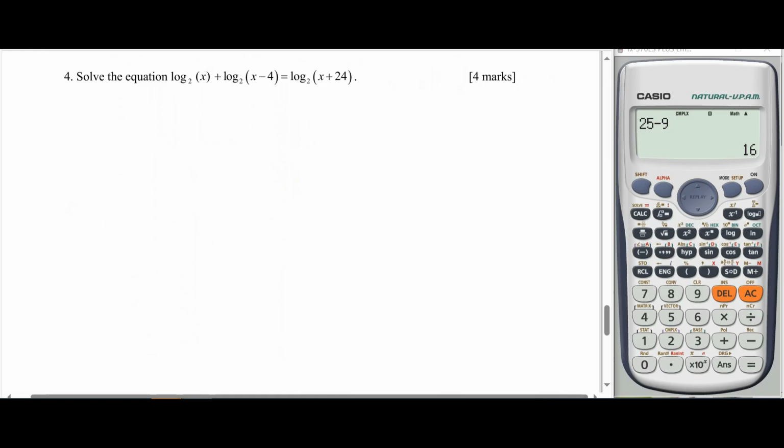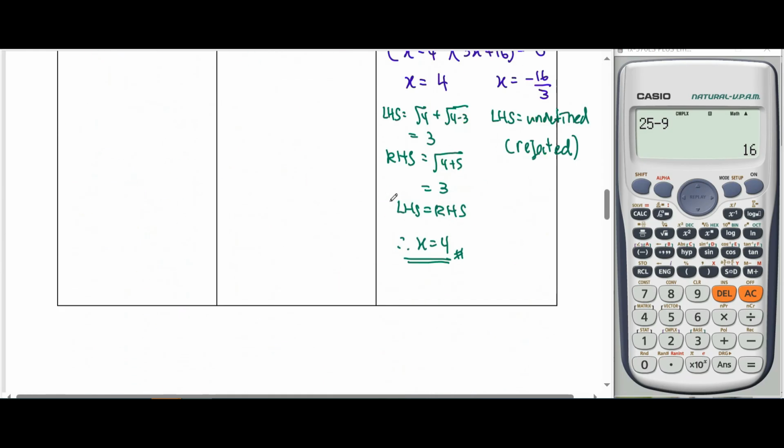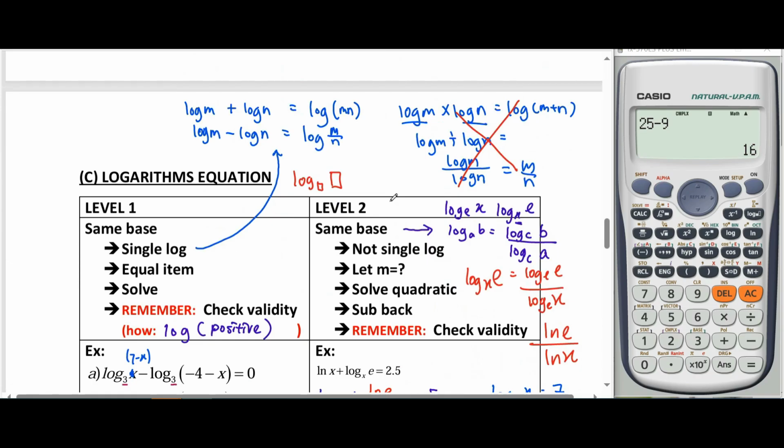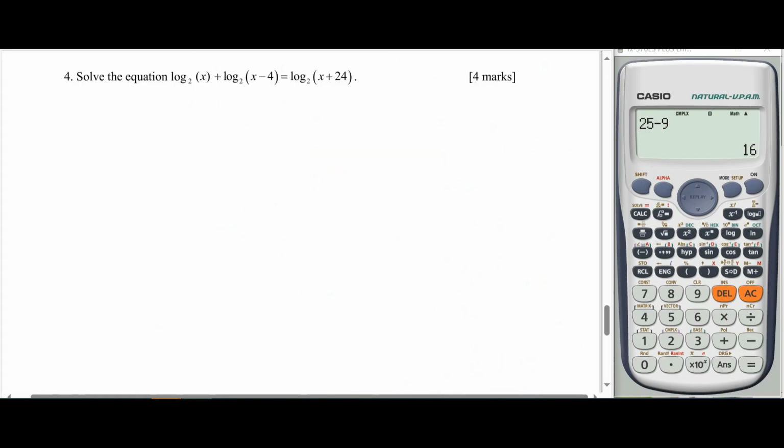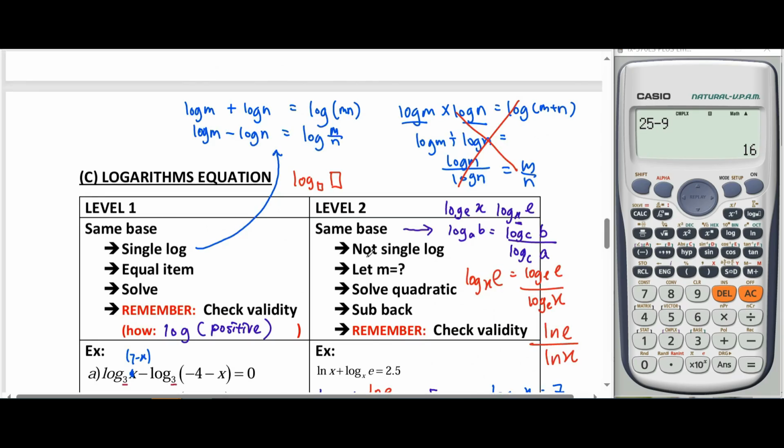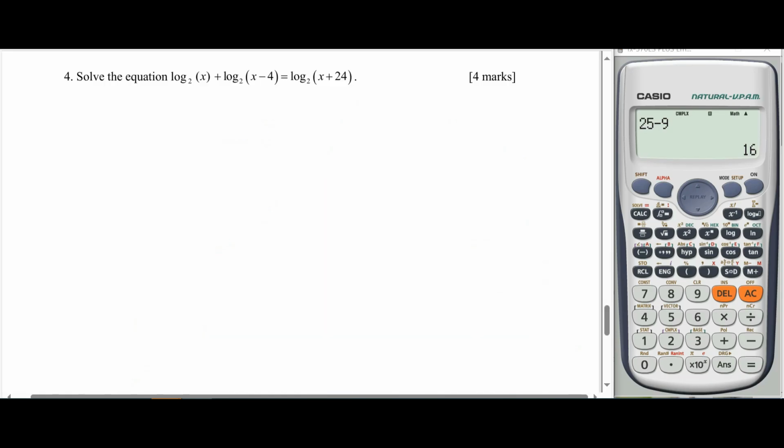Solve our log. So let us revise log. For log, what are we supposed to do? The first thing, make it the same base. So our question, base 2, base 2, base 2, is already the same base. Then you move on. Second consideration, can it be single or not? If you want to make it single, you have to observe if the operation is plus or minus. If you have times or division, it cannot be single. So look here, log plus log means it can be single, one log only.